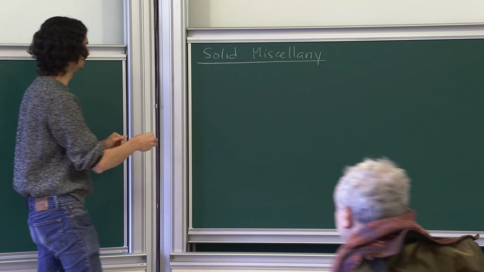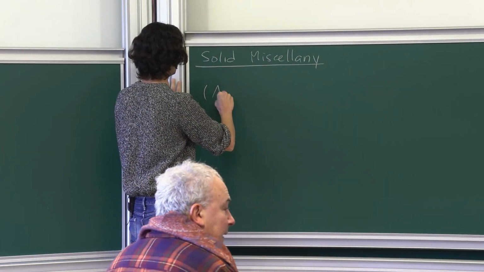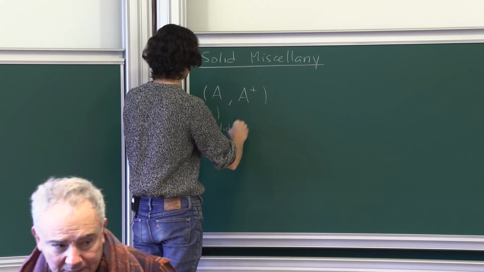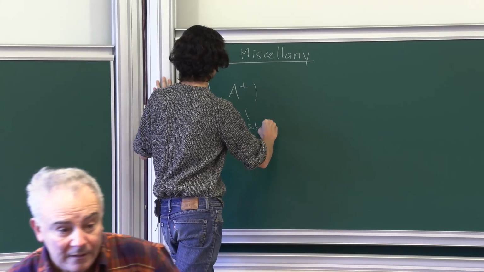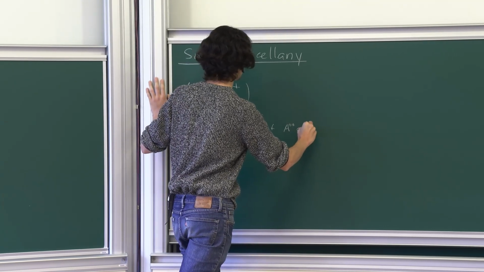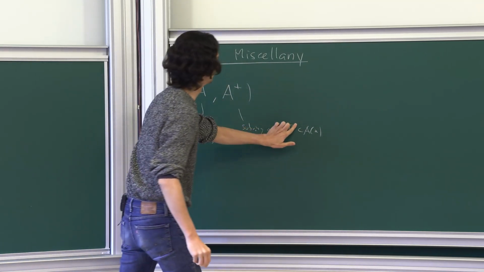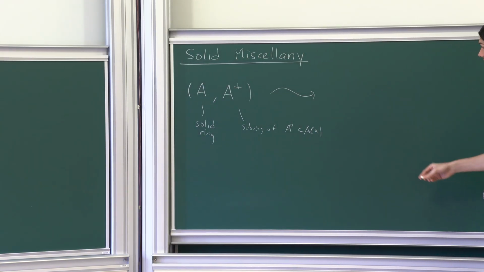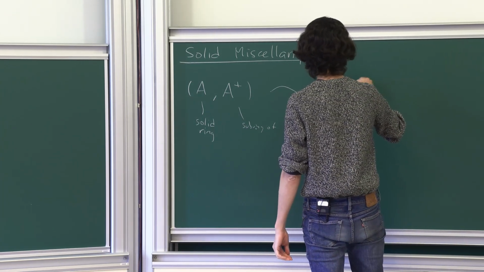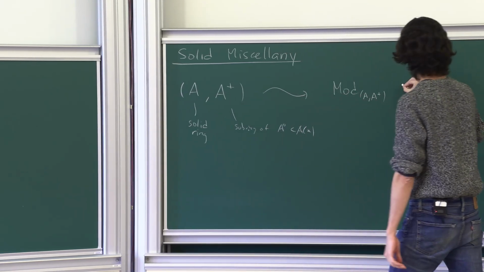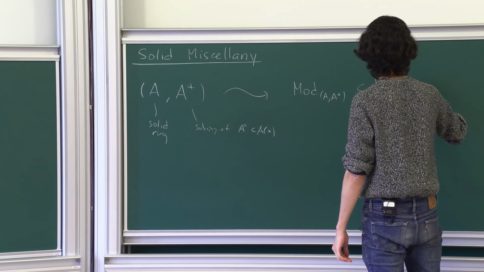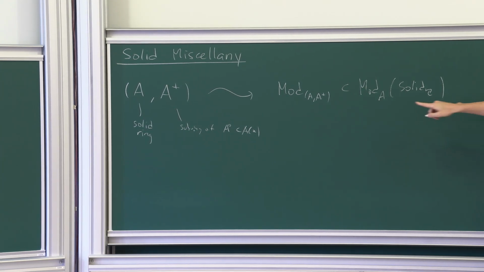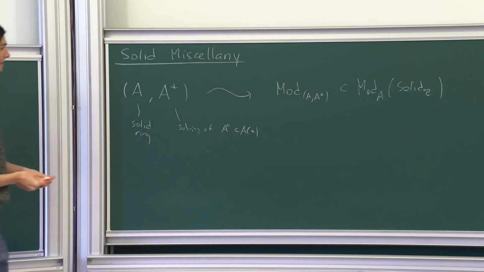So recall that we had this procedure that if we had a pair, say (A, A plus), where A is some solid ring and A plus is a subring of power-bounded elements, then we associated to this a certain solid analytic ring, which was specified by this mod A plus. It was obtained by forcing all of the elements in A plus to become solidified variables.